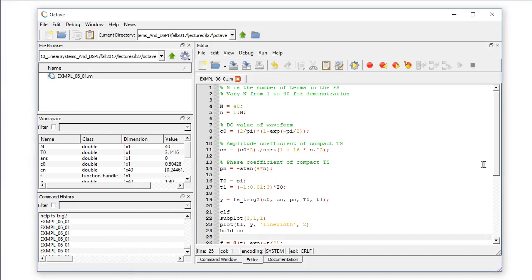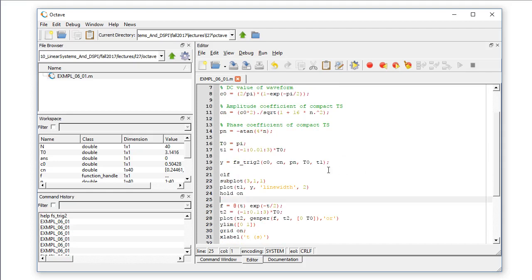Okay, it can be a little challenging to calculate the A0 or AN and BN coefficients, or the CN and theta N coefficients mathematically. Fortunately, we have a tool like Octave that allows us to check our work. In particular, there's a function in the UE signals toolkit called FS Trig2 that allows you to evaluate a function using a certain number of terms in its compact Fourier series representation.